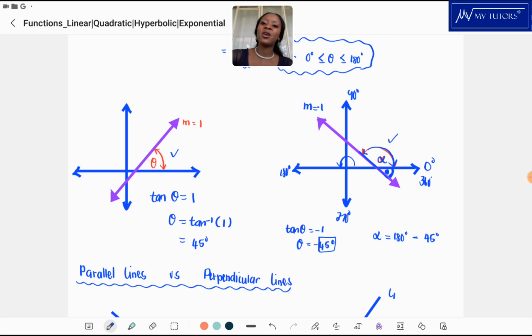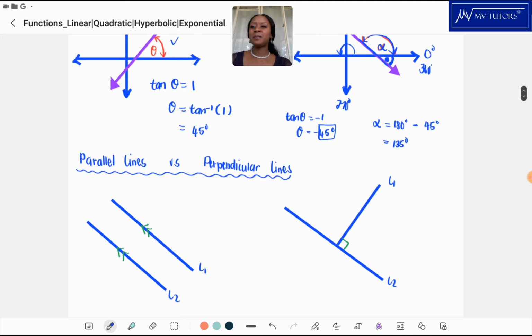Okay. The minus 45 tells you that it's in the fourth quadrant. So please don't forget that. So 180 minus 45 will be 135 degrees. So then I know alpha is 135 degrees. That is how you deal with negative gradients when you're calculating the inclination of a line. Don't leave the answer as a negative. Actually present to your marker the positive obtuse angle.